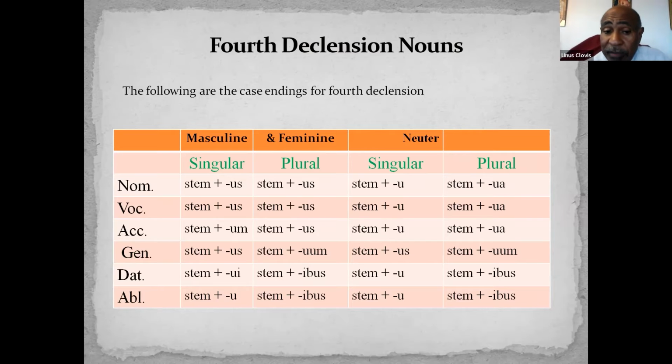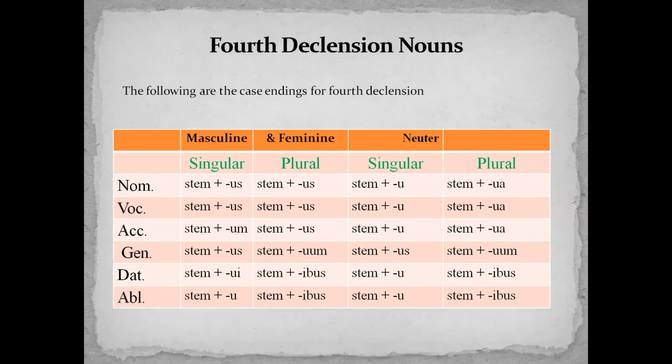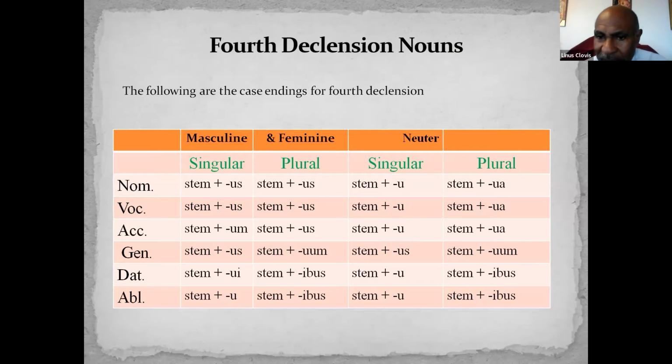Now, when we go to the genitive, as we'd expect, for the singular it's us, and for the plural it's uum, just as it is for masculine and feminine. So there's no change there. And then when we go to the dative, it's ui and ibus. Same. Right, now this is just a general pattern, a table you can refer to. Okay, let's look at particular words.